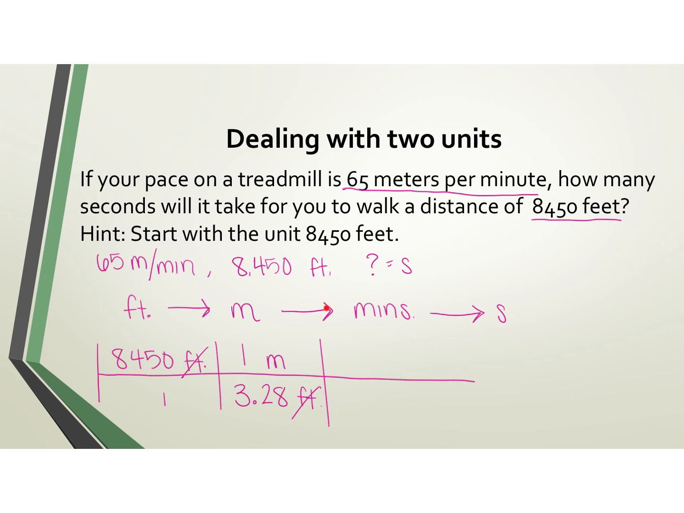And then we can get from meters to minutes by using our speed. We're going 65 meters for every 1 minute. So if meter is up here, the unit meter has to go in the bottom box. So we're going 65 meters. And we're going meters per minute. Per means the number 1. So 1 minute will go in the top box. So meters cancel. We're left in minutes.